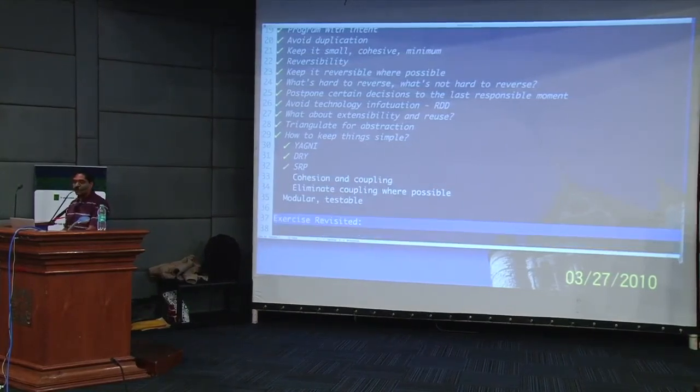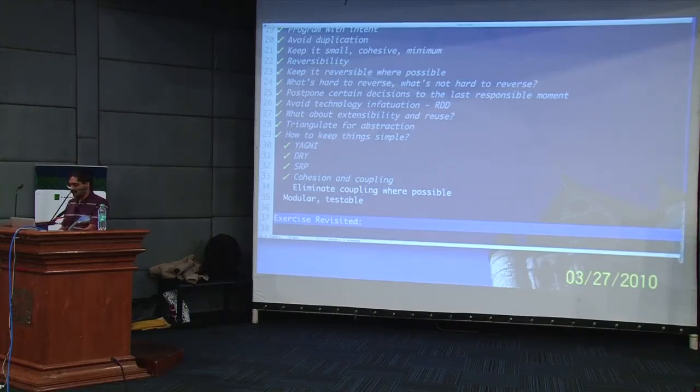We saw that in the code already, right? In the little example we saw that already. One single responsibility for everything. And keep the code cohesive and avoid, reduce coupling. But in a lot of places, eliminate coupling rather than reducing it.